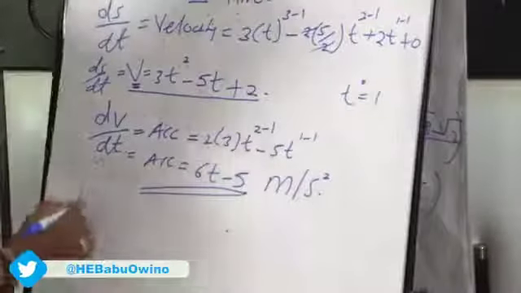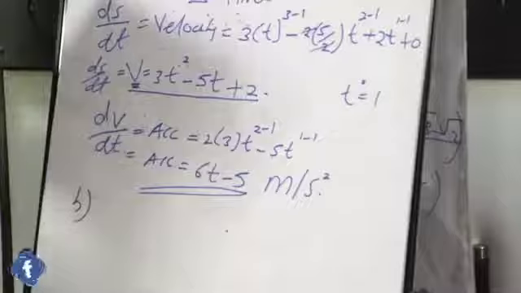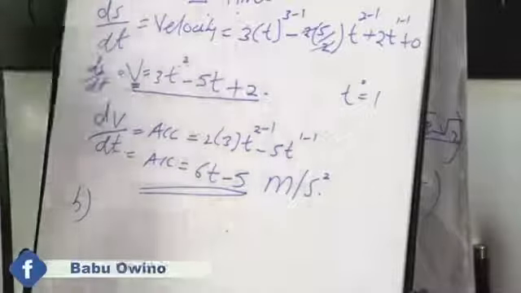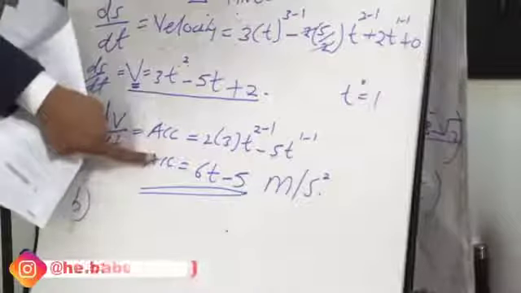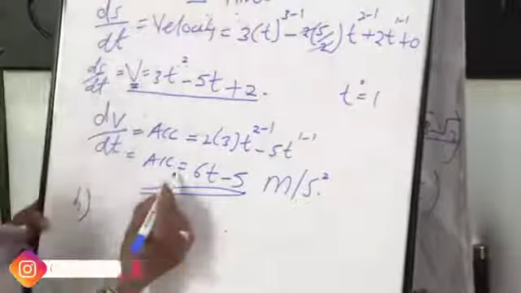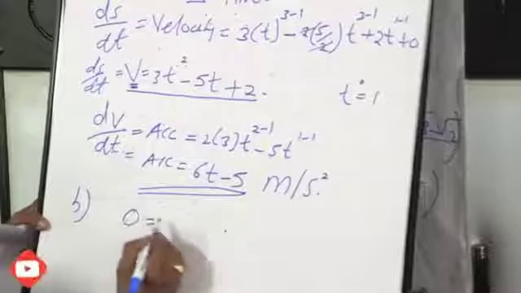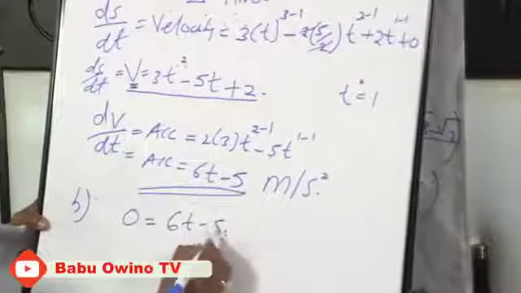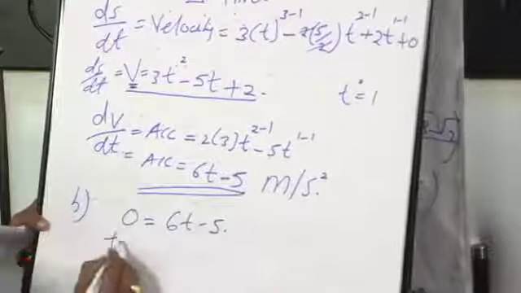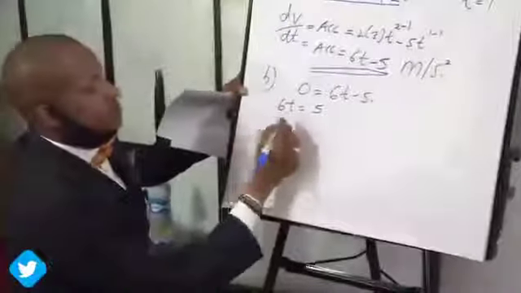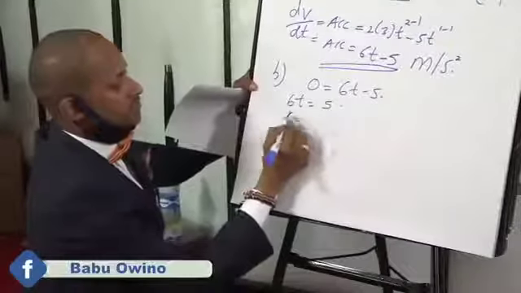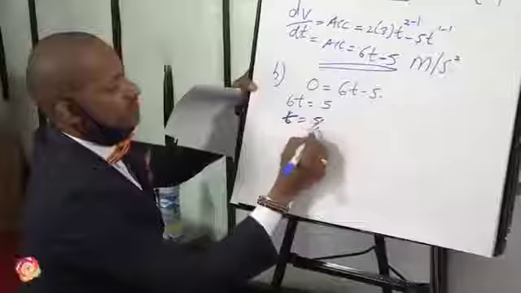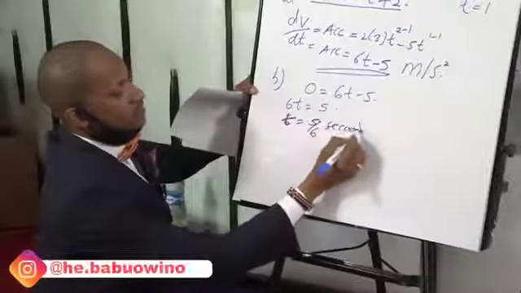Part B of the question says, find the velocity when acceleration is 0. When acceleration is 0, where is our acceleration? This is our acceleration, the equation. So at this point, when acceleration is 0, we have 6t minus 5 equals 0. We want to find the value of t. When 5 crosses to the other side it becomes positive, 6t is equal to 5. This gives us the value of t as 5 over 6 seconds.